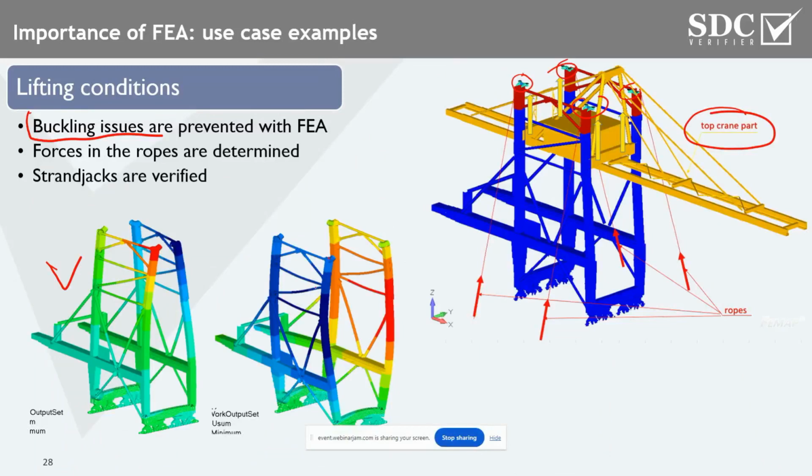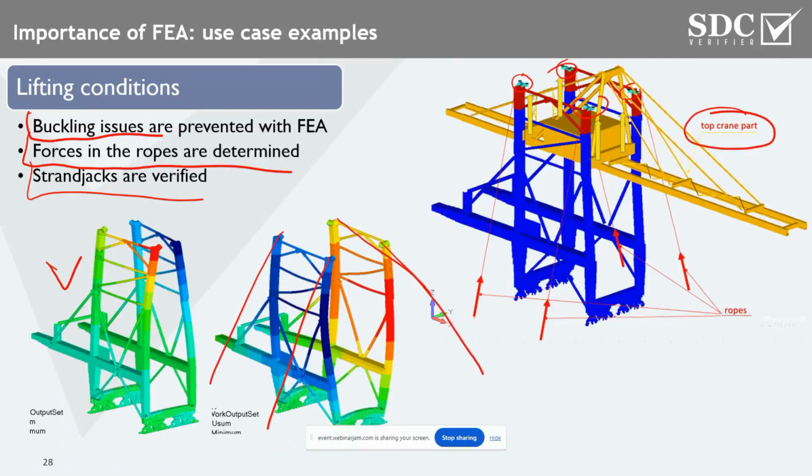Because taking into account directly the ropes, basically we are preventing the side deflection and so making sure that the buckling is not an issue. And on the other side, we also accurately determine forces in the ropes, which is a mandatory input for these conditions. And last but not least, such additional parts like strand jacks are also very fine because you directly take them into account in this process.